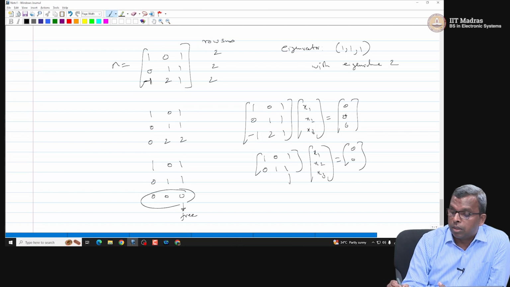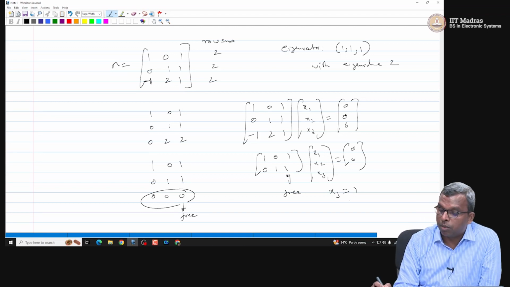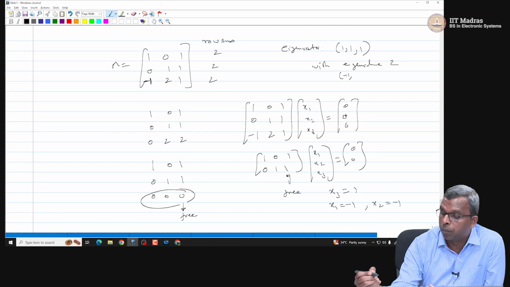So this is a free variable. I'll put x3 equals 1. There's only one vector in the null space. You put x3 equals 1, you get x1 equals minus 1, x2 equals minus 1. So that should also be an eigenvector: minus 1, minus 1, 1 with eigenvalue 0.